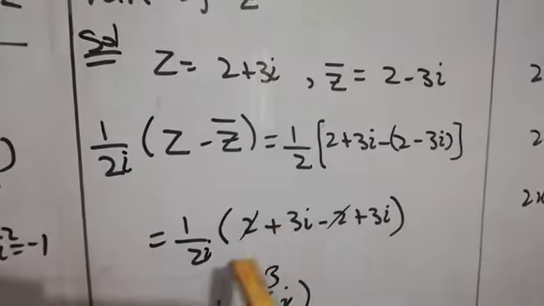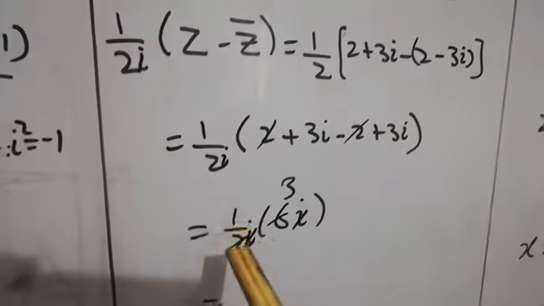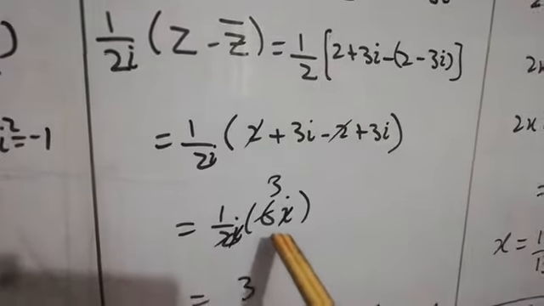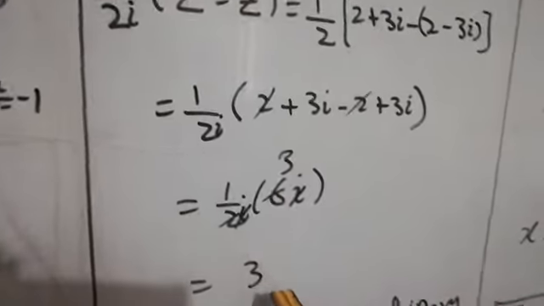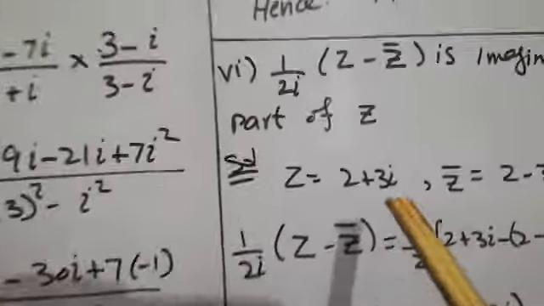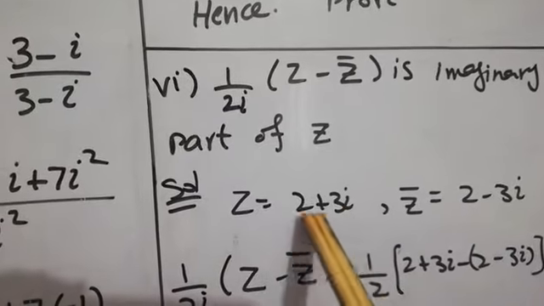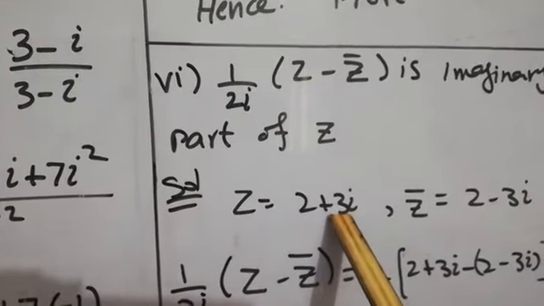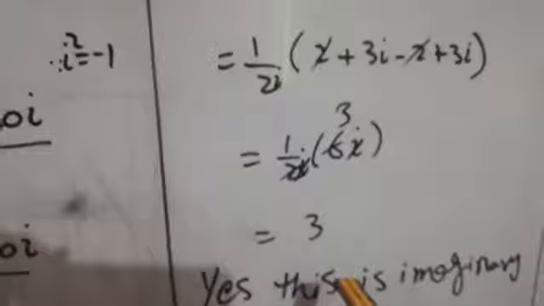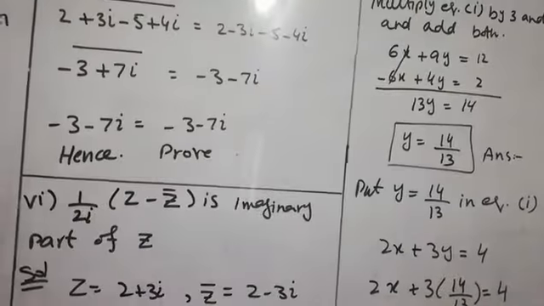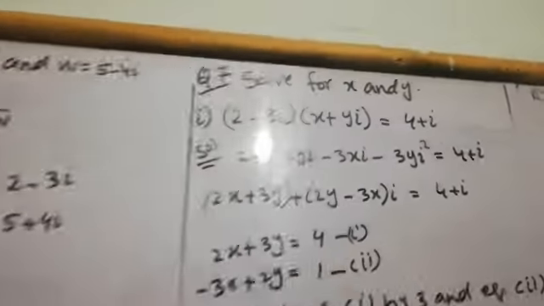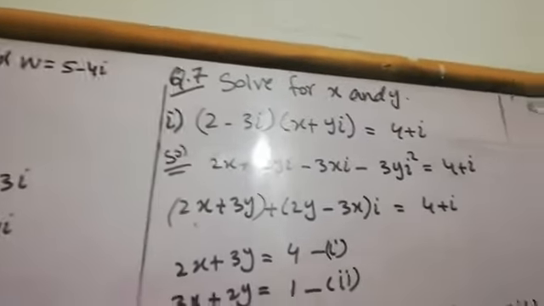Remove the bracket, then 2 will be cancelled, and we have 1 by 2 iota into 6 iota. Iota will be cancelled with each other. 2 1s are 2, 2 3s are 6. This is 3, and you can see that in this complex number, 2 is the real part and 3 is the imaginary part. So we have proved that this is the imaginary part of z. Hence we proved this.